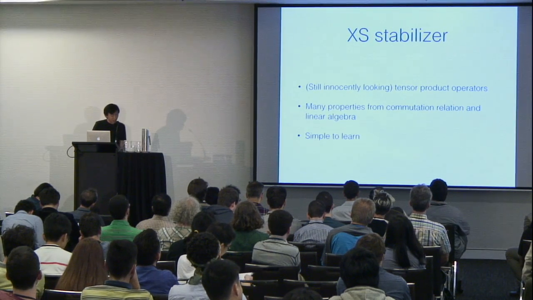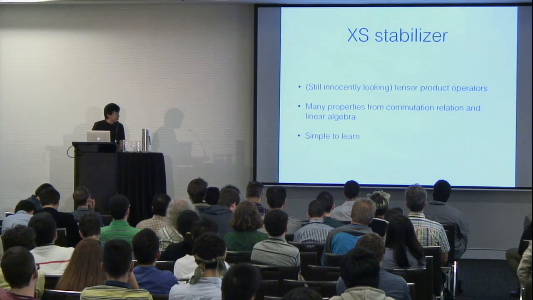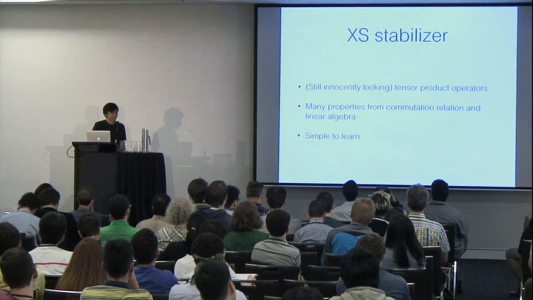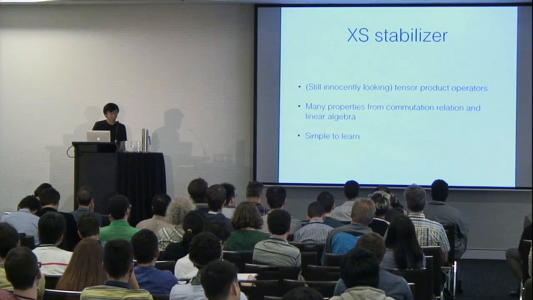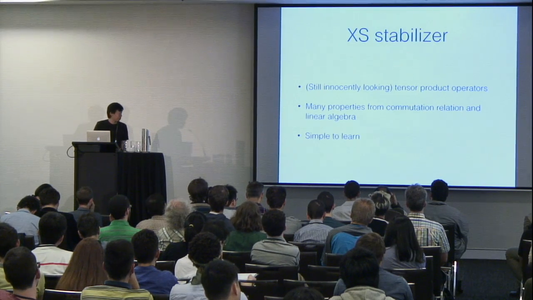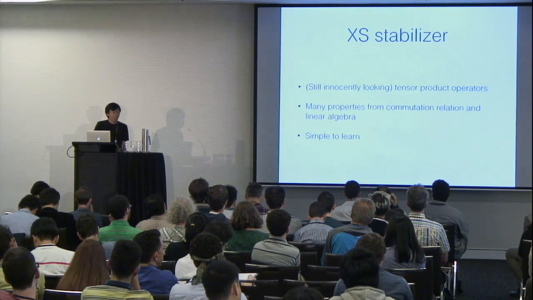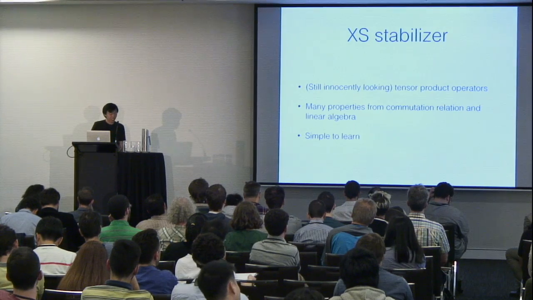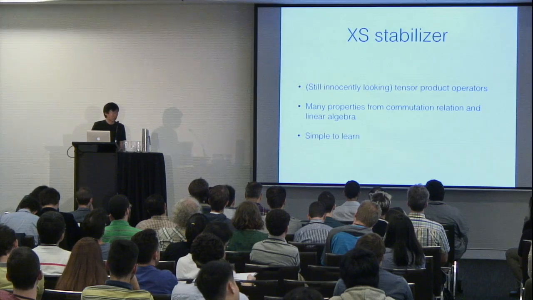So the situation for access stabilizer is very similar. First, we still deal with stabilizers that are innocent-looking tensor product operators, and we are still checking commutation relations and using linear algebra all the time. From this sense, it's quite easy to learn, especially for people who already know about the Pauli stabilizer formalism. Even the operator we add, the S operator, is just a Clifford operator people know very well.